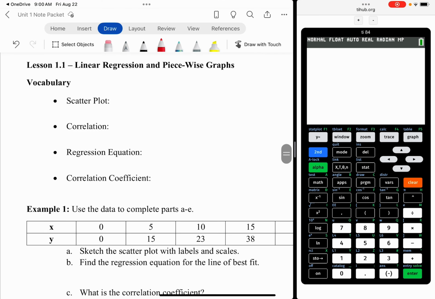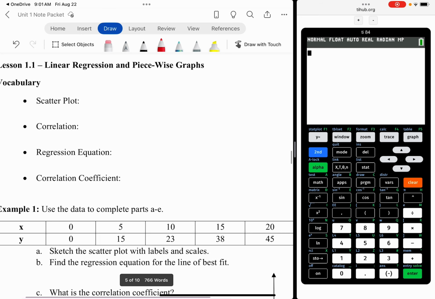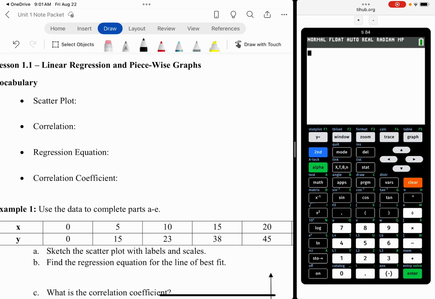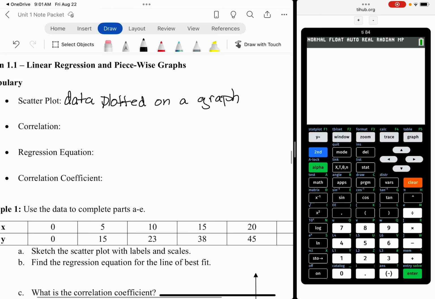Starting off with a little bit of vocabulary, the first word is scatter plot, and we kind of talked about that a little bit in our warm-up day 1. And scatter plot is just going to be points or data plotted on a graph. And if you want to add a little bit of a picture, when we do our scatter plot, it's just going to be an L graph, our positive X and Y axis, and then some points.